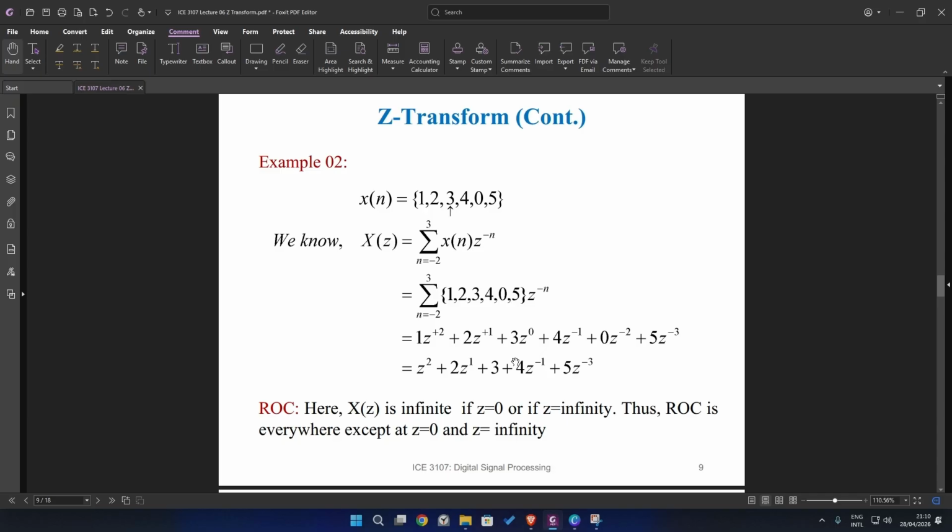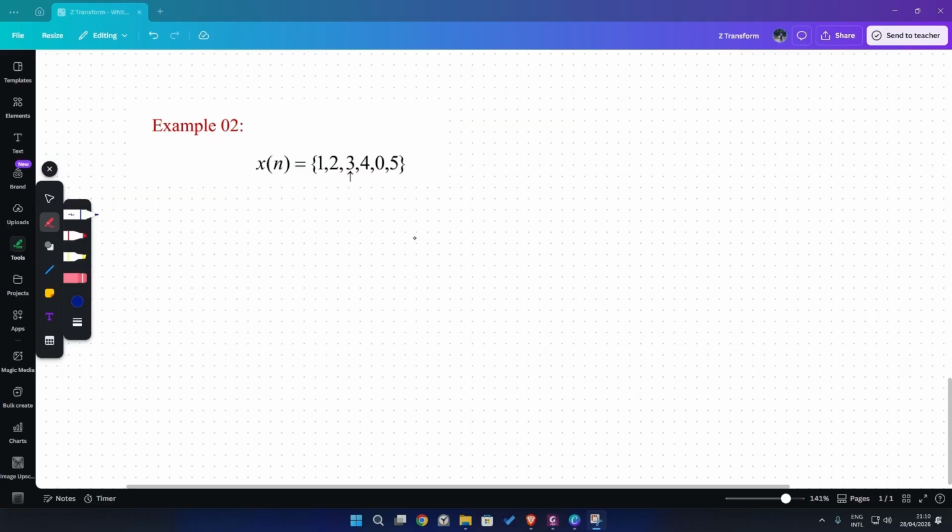Now let's look into example number 2. In example number 2, we are seeing the arrow sign is indicating 3. So the n is 0 here in the middle part. This will be minus 1 and this will be minus 2, then 1, 2 and 3. The rule or the formula is again simple.